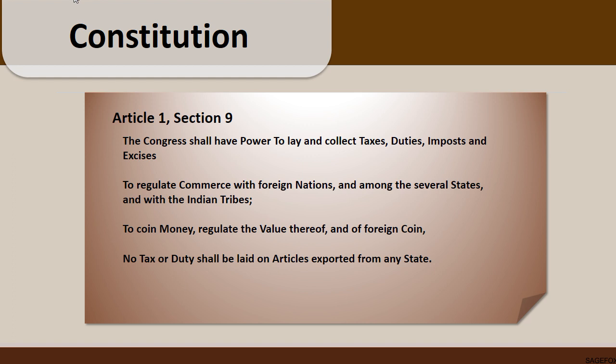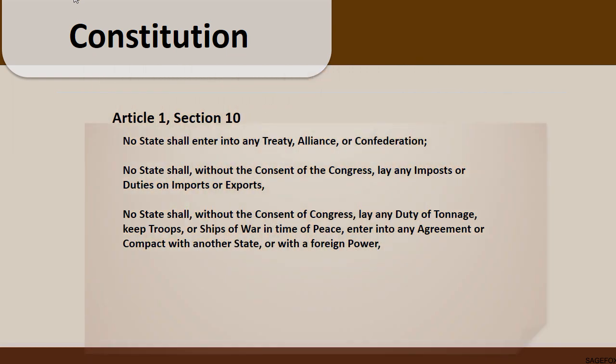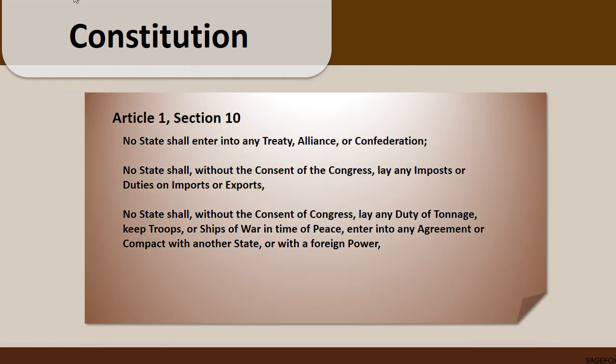And then it says no tax or duty shall be laid on articles exported from any state, so it prevents Congress from passing taxes on exports. Section 10 is what states cannot do. So states cannot create treaties, alliances, or confederations. The state of California cannot negotiate a treaty with Japan. No state shall, without the consent of Congress, lay any imposts or duties, so no state, unless Congress approves it, can put into place a tariff.